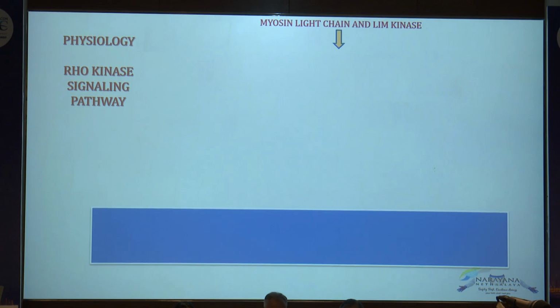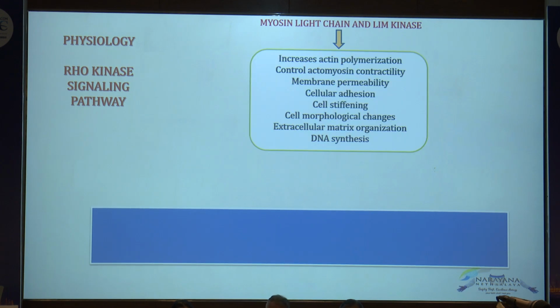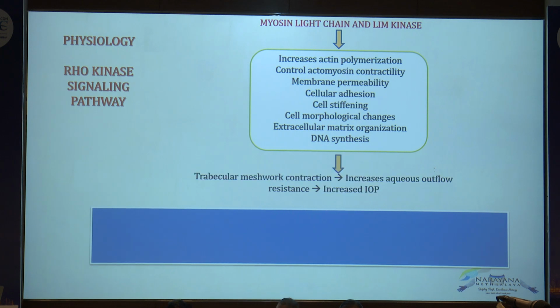So myosin light chain and LIM kinase act not only on the stroma, but we know that this drug was initially brought out to act in glaucoma. It has a lot of action on actomyosin contractility, membrane permeability, cellular adhesions, cell stiffening, cell morphological changes, extracellular matrix organization, and DNA synthesis. And that has been found to be very effective in patients with glaucoma by increasing the aqueous outflow.